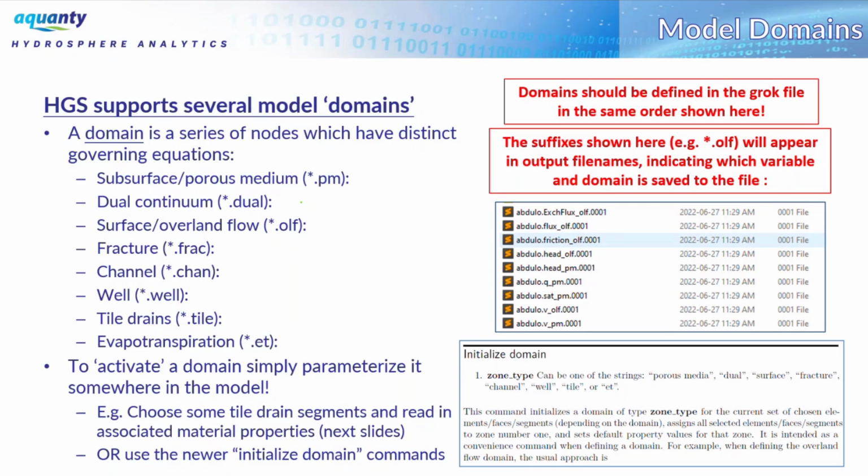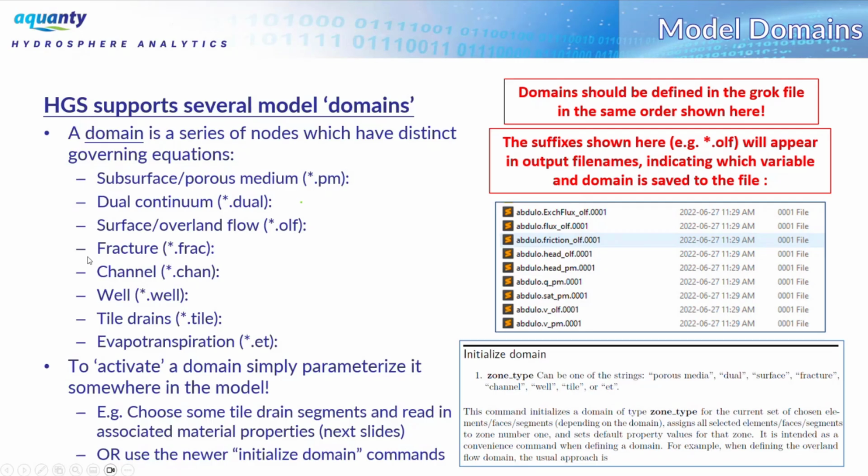For example, the subsurface or the porous medium domain is where we apply the 3D Richards equation. Then we have the surface domain. It's a collection of nodes that sits at the top of the model, where we are applying the diffusion wave equation. Then there's the fracture domain, which can be mapped onto the faces of the model, or the channel domain, which is mapped onto the segments. And these all have their own sets of governing equations. So given that, they're all also going to have their own set of material properties and parameters that will determine how water moves through those domains.